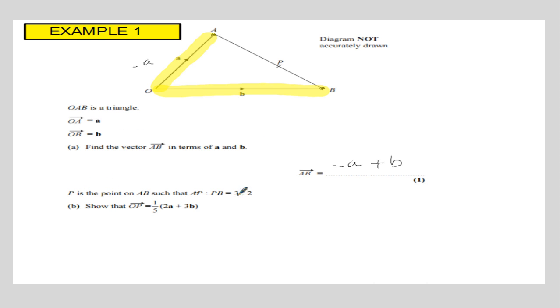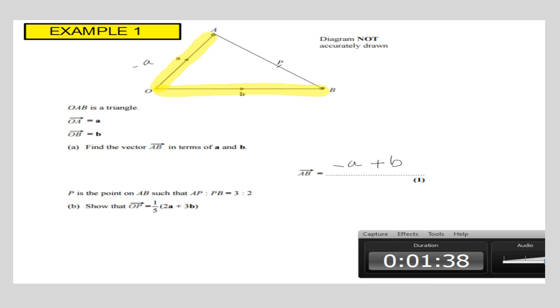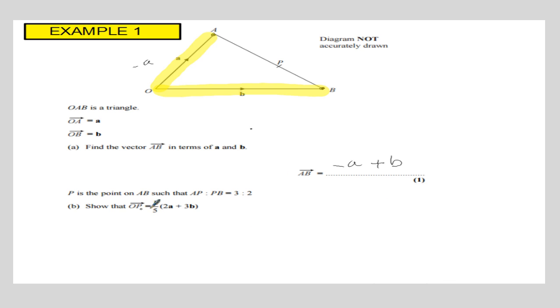Okay, so more complicated question then. P is the point on AB such that AP is in the ratio to PB of 3 to 2. Show that OP is equal to 1/5 of this expression here, 2A plus 3B. Right. So what we need to do is we need to work out this vector here to get from O to P.